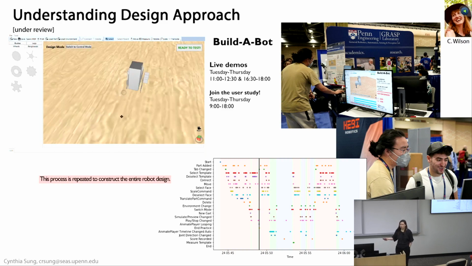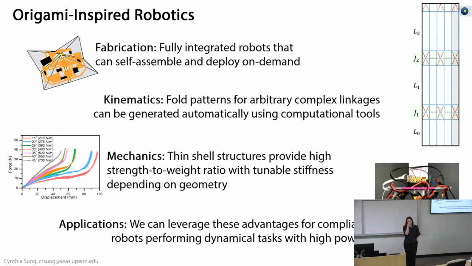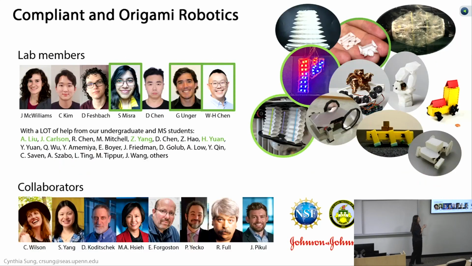So that is a quick overview of all of the work that's going on in our group. I hope that I've convinced you that origami-inspired design is a valid fabrication approach for robots, and that we can actually use origami to create robots with interesting kinematics, but can also store energy and do work in various types of applications. Of course, all of this work was done by the students in the lab.